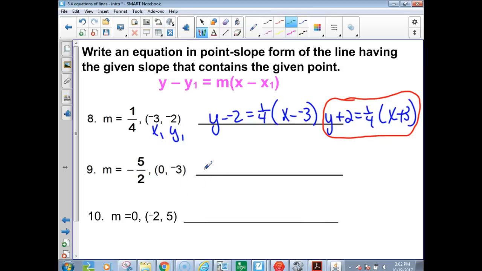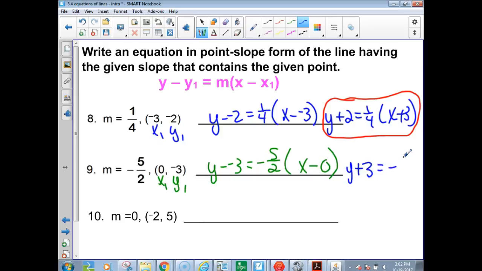Okay, let's see. We've got a x1 of 0 on this one. We're definitely going to have some simplifying to do. Okay, because on this right side, when you multiply, well, you subtract 0, you can get rid of that. So the final answer for this one, I would have at least y plus 3 equals negative 5/2 times x.